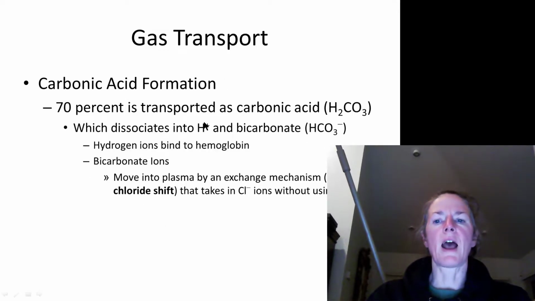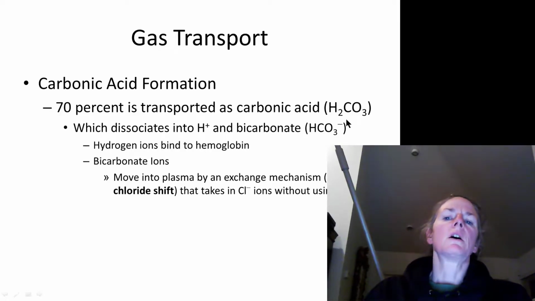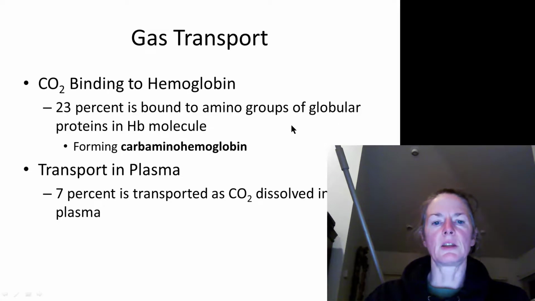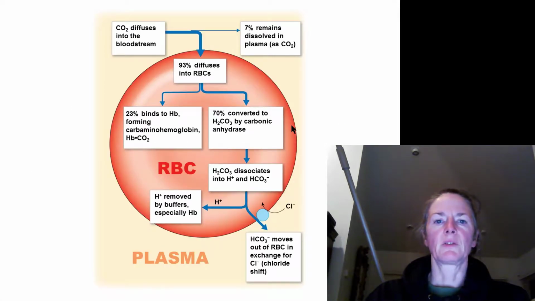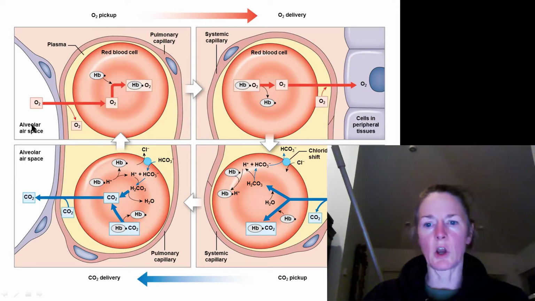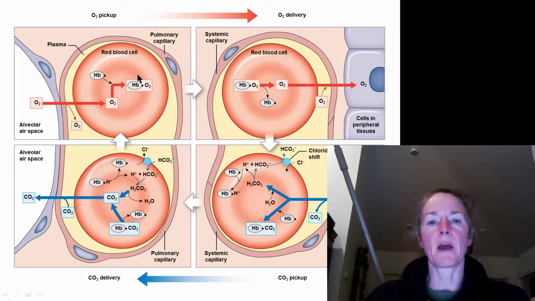All right, so it's really about 70% that is going to be transported as carbonic acid or bicarbonate ion. So let's look at the picture. It's much easier to look at the picture. There's a very nice picture in your book. This is it right here. And this is going to show the pathways that we have. So when we pick up oxygen at the alveolus, oxygen is going to come in, it's going to bind hemoglobin, it's going to create a compound called oxyhemoglobin.